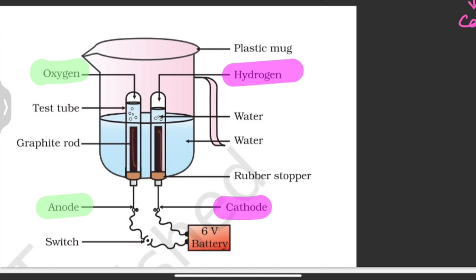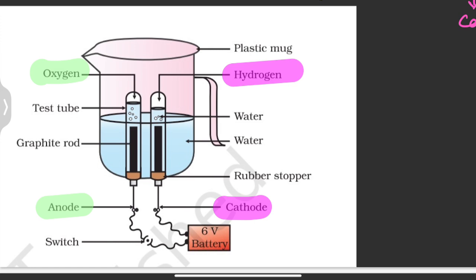rod is immersed in water, and you can see this graphite rod is connected to a battery, 6-volt battery. And to this water you have to add some amount of acid. You can add dilute HCl or dilute sulfuric acid. Some amount of dilute acid you will have to add. So when you pass electric current, what is going to happen?